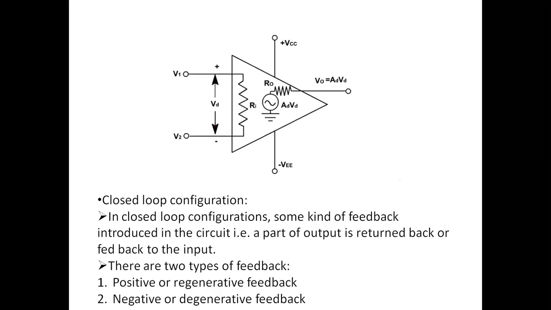And if we are talking about the closed loop, in a closed loop configuration we are supposed to return back to the input. It means we take a part of the output which will be returned back as feedback to the input. So the loop exists. In the closed loop configuration, again we have two types. We can give that output as feedback to the inverting terminal or to the non-inverting terminal. So depending on the type of feedback, we have two types of feedback configuration for the closed loop configuration.